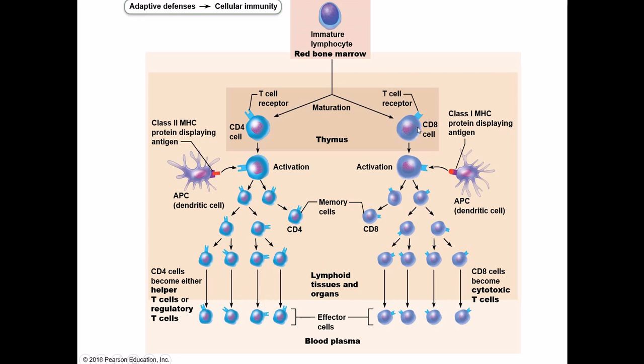If we look at the path of the CD8 cells, they respond to antigens that are displayed on class 1 MHC proteins, and then they will go through clonal selection and make lots of copies and proliferate and differentiate and become the cytotoxic T cells. And both the CD8 cells and the CD4 cells can become memory cells that are already primed for these specific antigens and ready to kick in that much stronger, faster secondary immune response.